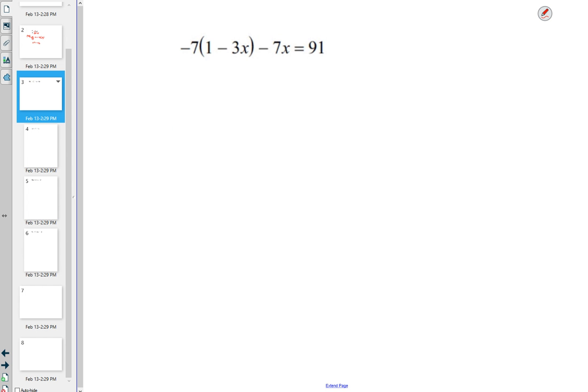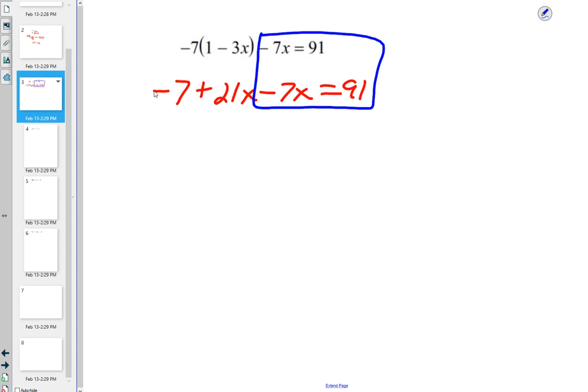Hey, Lord, look. What will be the first step here, since you see a parentheses? Yeah, this would be distributed. So -7 plus 21x minus 7x is equal to 91. The first 2 terms are what I got from distributing.